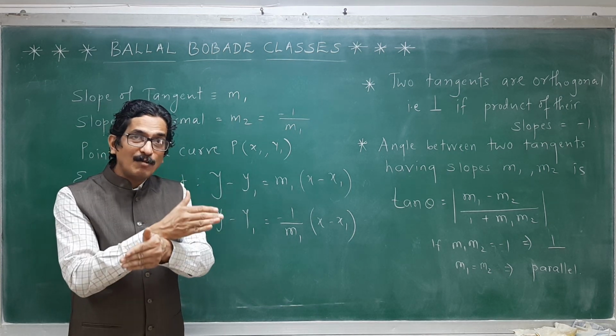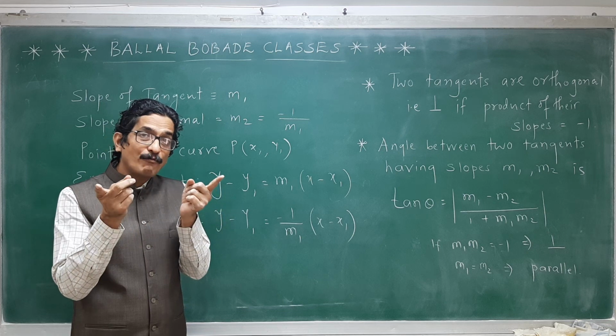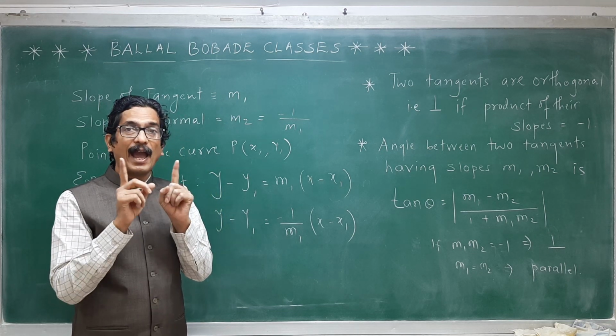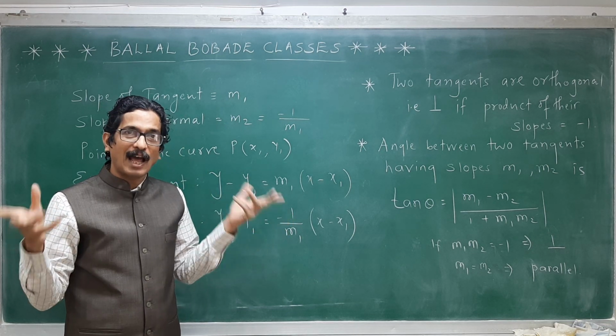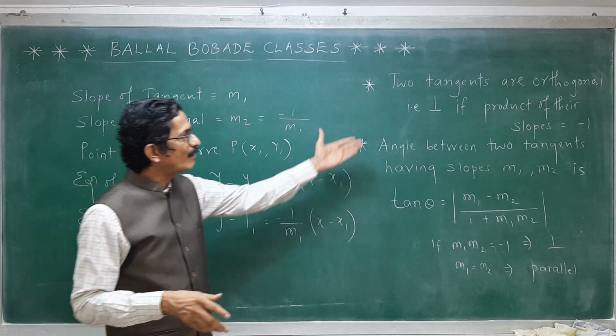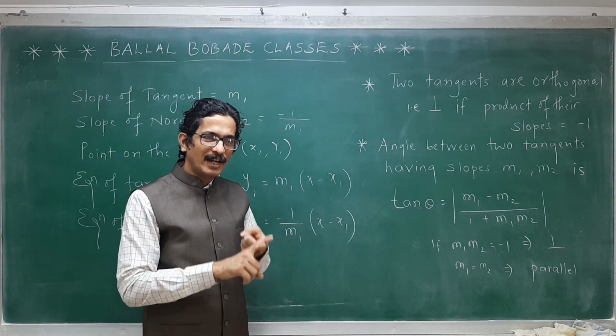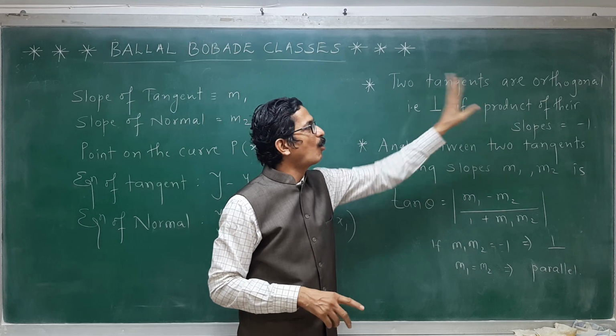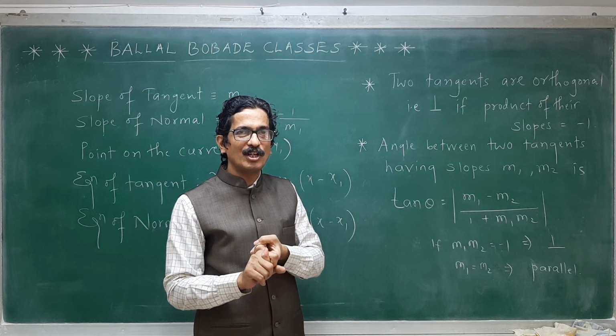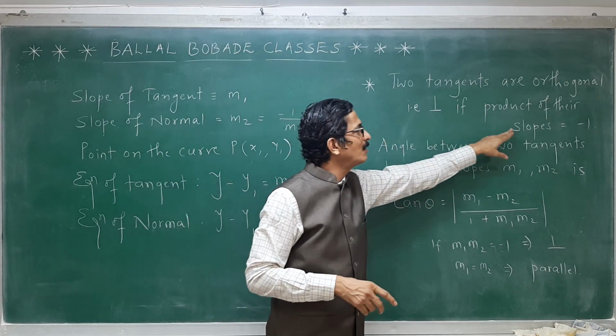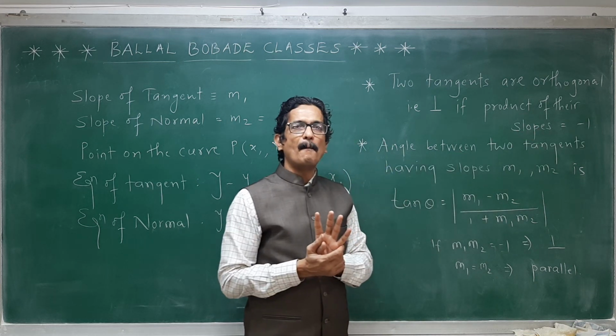So to find the angle between two curves is the same as finding the angle between two tangents. And how to find the angle between two tangents? There are formulae mentioned. It might be that two tangents are orthogonal, that is perpendicular to each other. In that case, the product of slopes must be equal to minus 1.